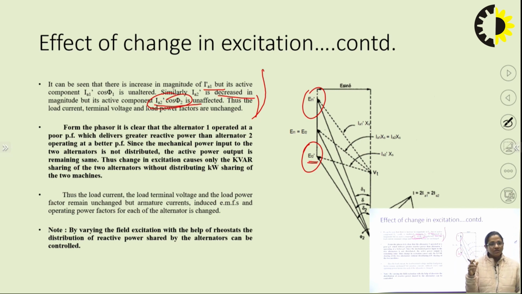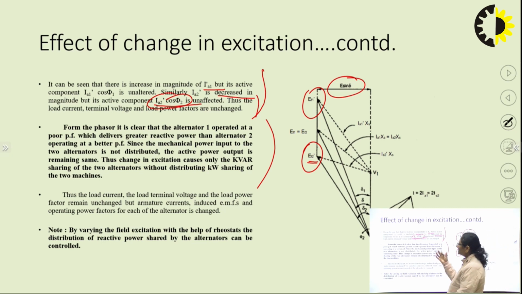Likewise, there is a variation in the load angle of the two alternators as well, such that EF sin delta remains constant. EF sin delta has to remain constant because there is no variation in the active power output of the alternator. So, we can say from the phasor diagram it is clear that alternator 1 is operated at a poor power factor. A poor power factor operation means alternator 1 is now supplying greater reactive power as compared to alternator 2. Alternator 2 is now operating at an improved power factor. Alternator 2 is supplying a lesser amount of reactive power.